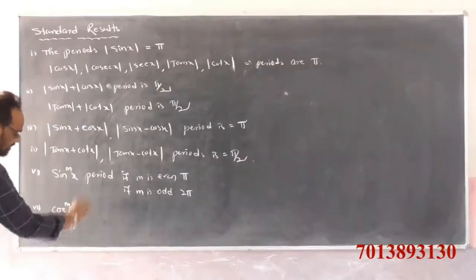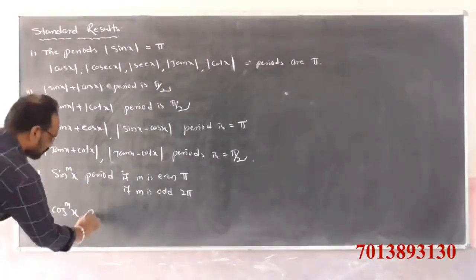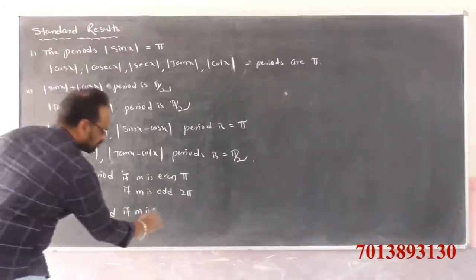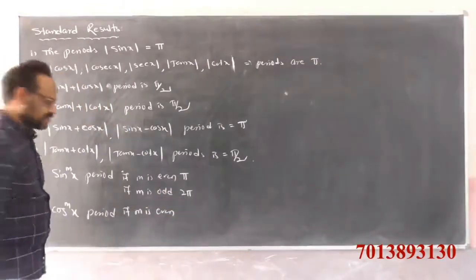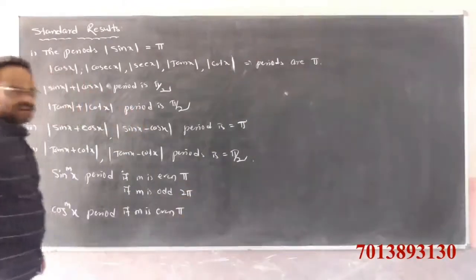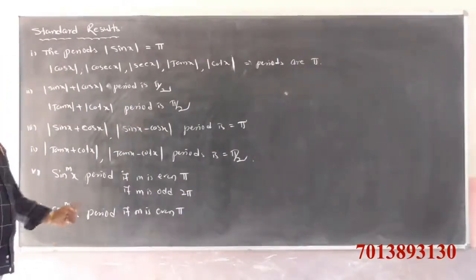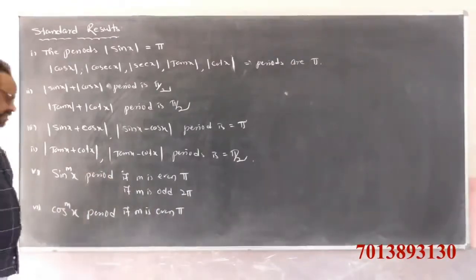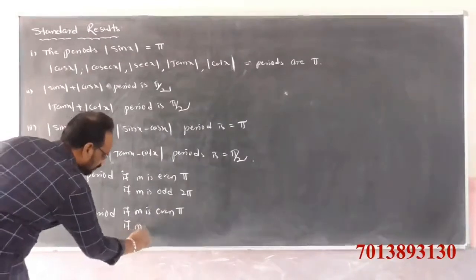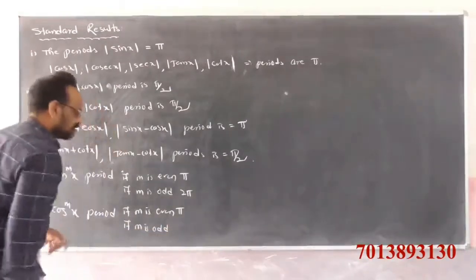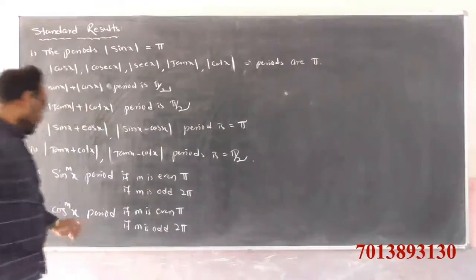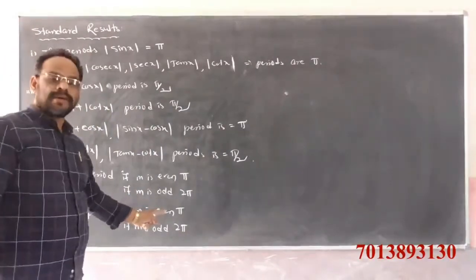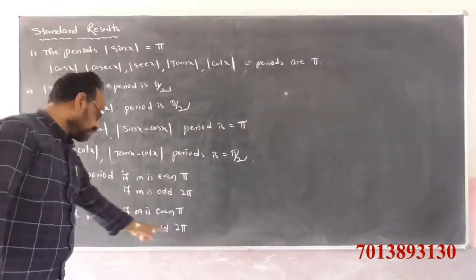Next, sixth one. Cos power mx, period. If m is even, period is pi. Cos square x, period is pi. Cos power 4x, period is pi. Cos power 6x, period is pi. If m is odd, period is how much? 2 pi. If cos power mx, if m is even, period is pi. If m is odd, period is 2 pi.